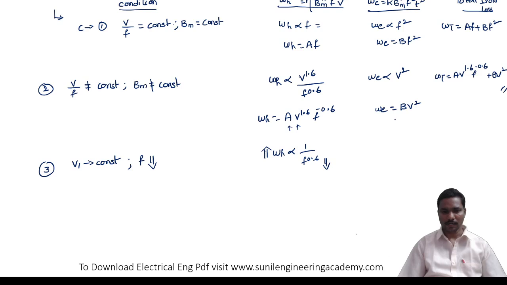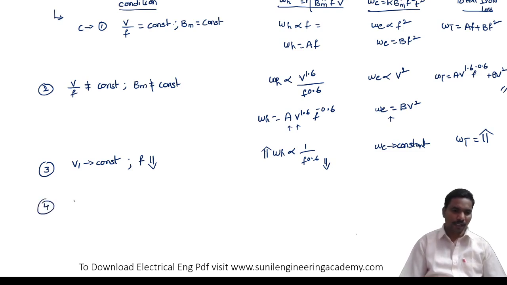And what about here? As the voltage is constant, eddy current losses depend only on voltage, so WE is constant. Eddy current losses will be constant. Then what about the total losses? One increases, one is constant, so total losses will increase only, correct?